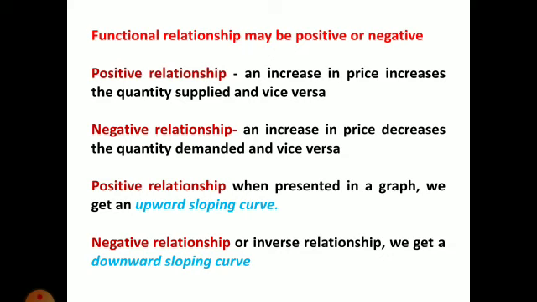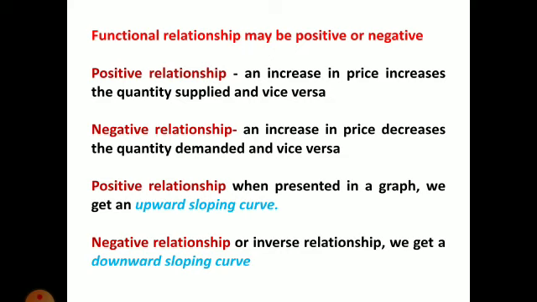This positive relationship can also be called a direct relationship, because the relationship is direct between the two variables. When the price increases, quantity supplied also increases. When the price decreases, quantity supplied also decreases. That's why we call it a positive relationship.